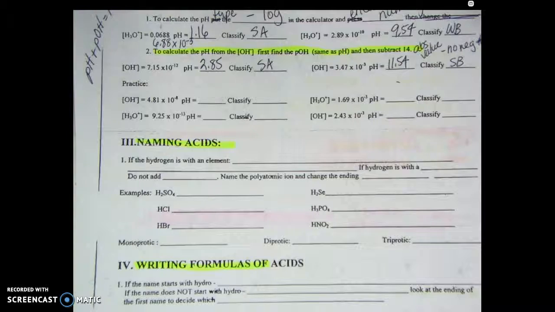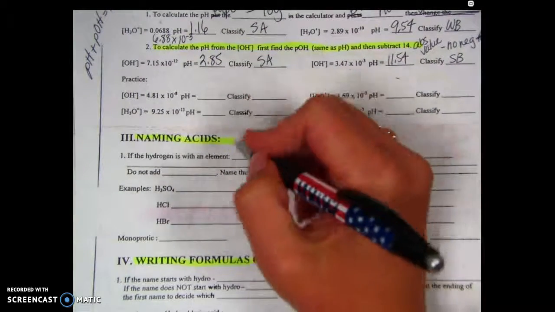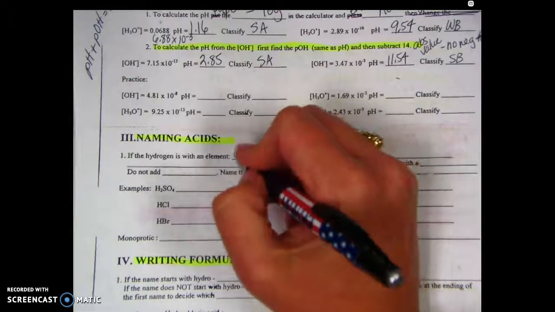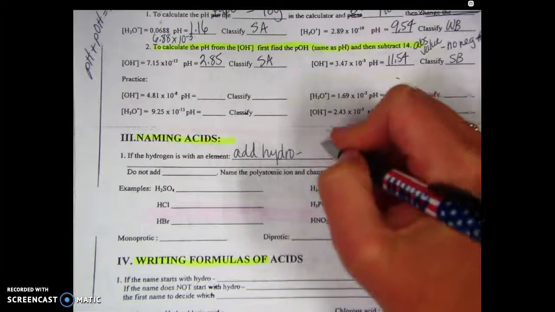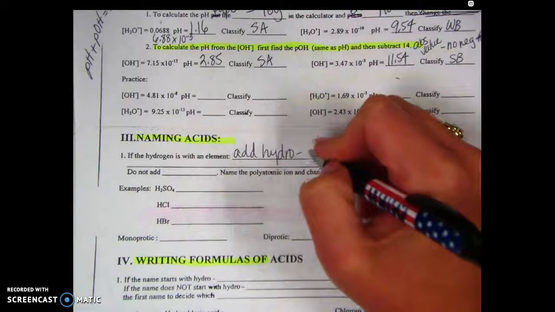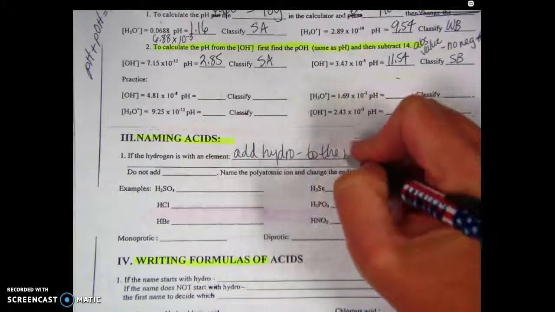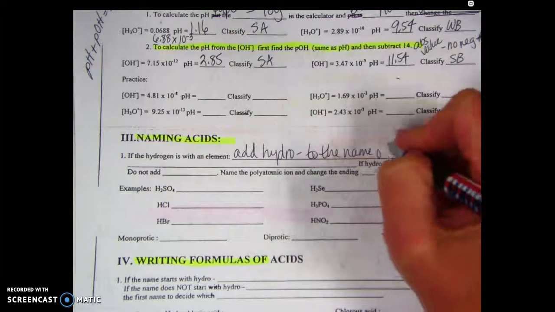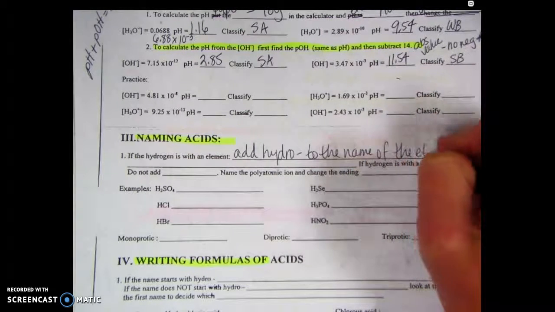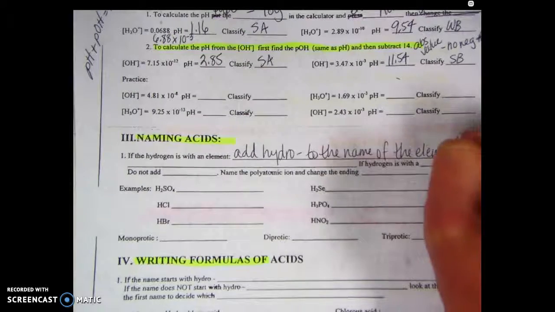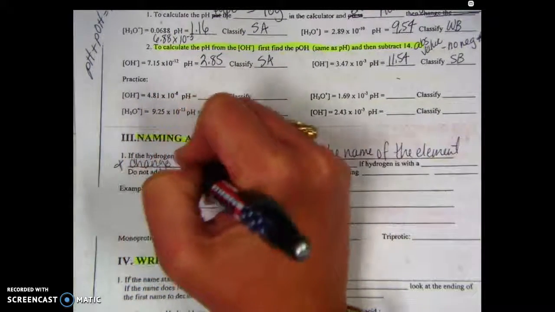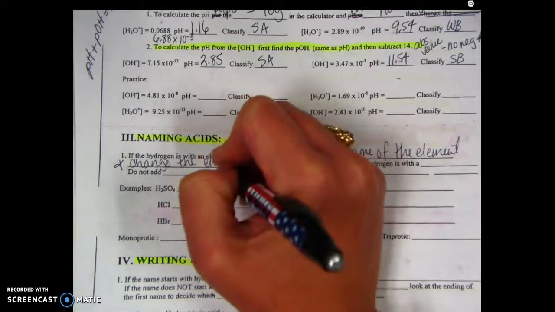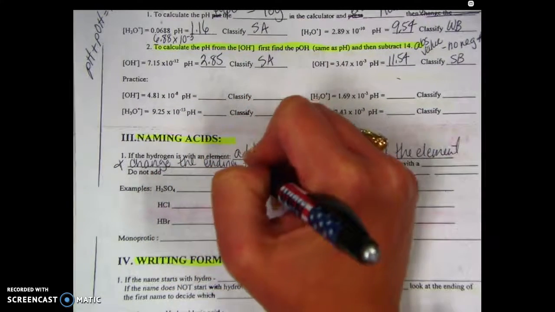Okay, so naming acids. If the hydrogen is with an element, we're going to add the hydro prefix to the name of the element and change the ending to ic.